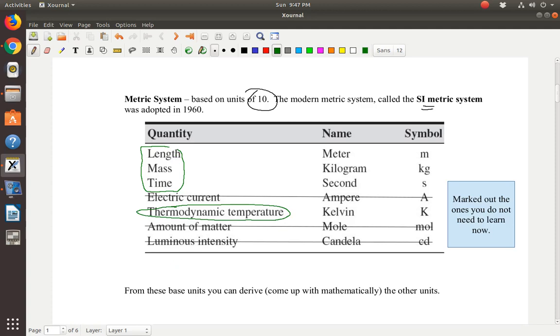We're not worried about electrical current in this class. We're going to figure out moles in the second semester, so we don't have to worry about that right now. And we're not worried about the intensity of the light. So just length, mass, and time. That is our quantity that we're measuring, our dimension. And the unit for length is meter, and the symbol for length is an M. You need to know all of those things that are associated. Length is measured in meters, and the symbol is an M. Mass is measured in kilograms, and I will also accept gram.